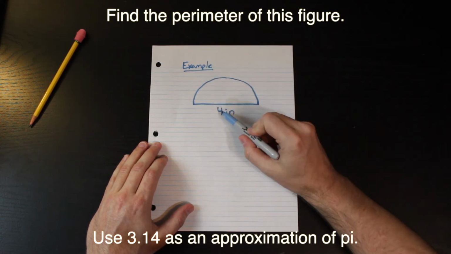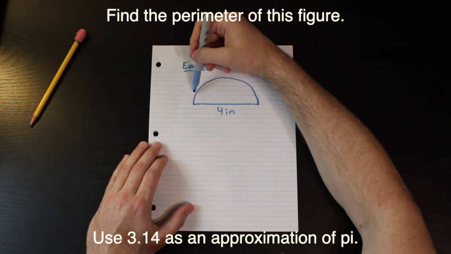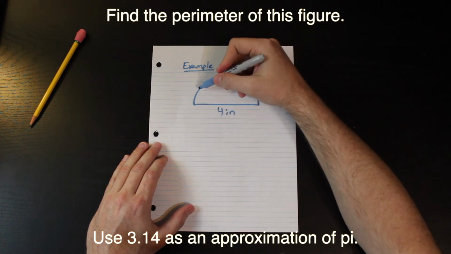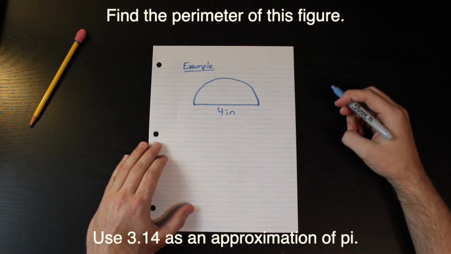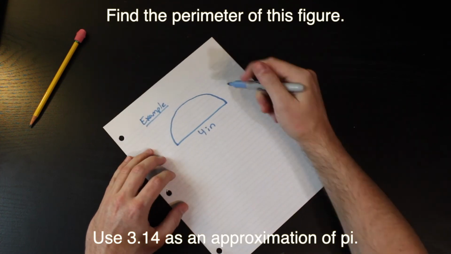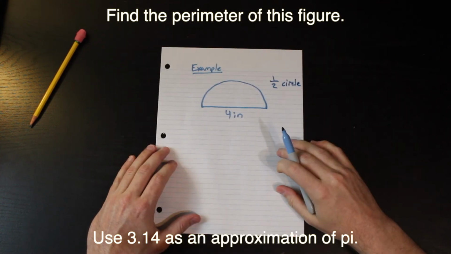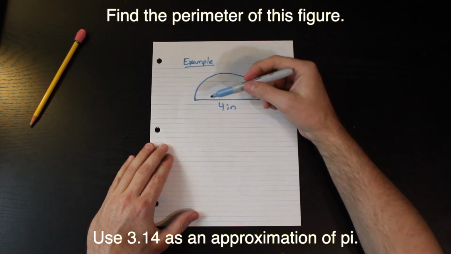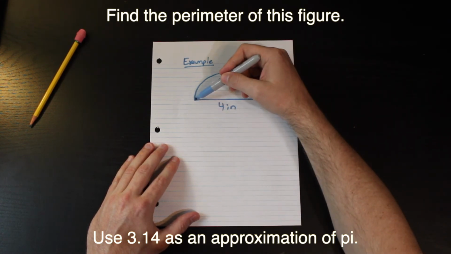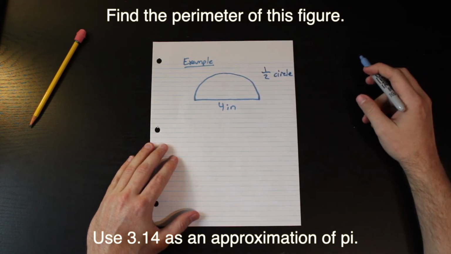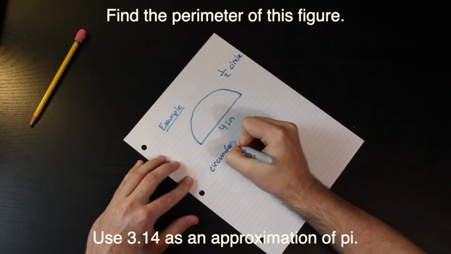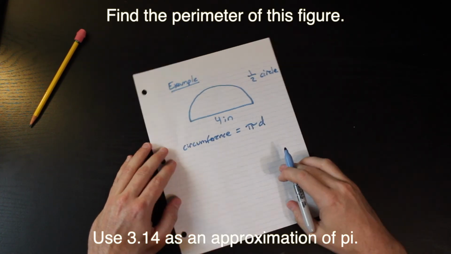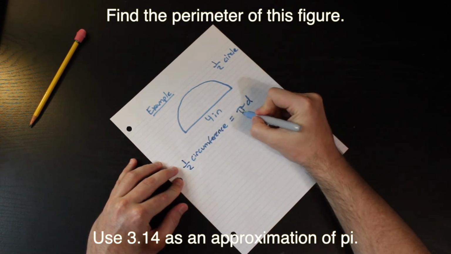Now we need to add that length to the distance it takes to travel around the semicircle, from here all the way to here. Because a semicircle is exactly half of a circle, we know that the distance from here to here is exactly half of what would be the entire circumference of a circle. The formula for the circumference of a full circle was pi times the diameter. So the distance around this semicircle would be half of that.